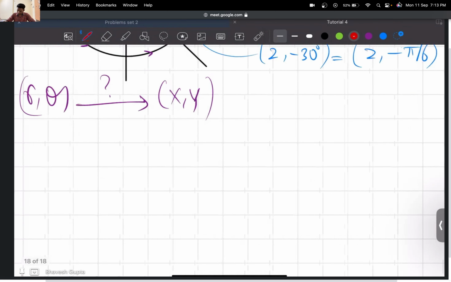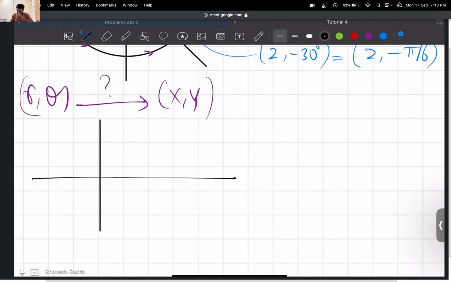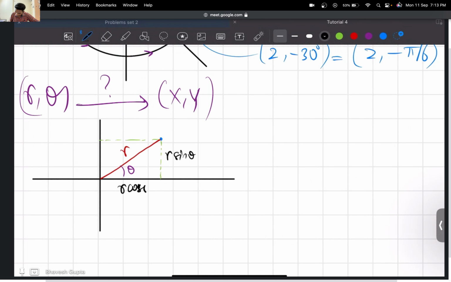And in case you have not understood what is happening here, let's say you have a point somewhere here which is at a distance r, and let's say some theta angle. So what happens here? You can always have a triangle here, and you can see that the height of the triangle turns out to be r sine theta, and the base turns out to be r cos theta.